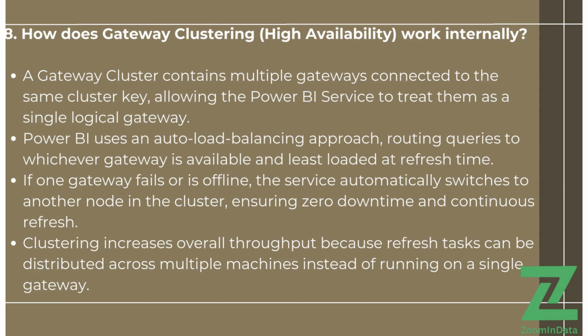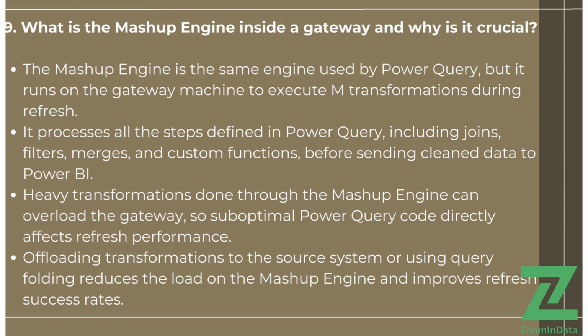and continuous refresh. Clustering increases overall throughput because refresh tasks can be distributed across multiple machines instead of running on a single gateway. 19th question. What is the mashup engine inside a gateway and why is it crucial? The mashup engine is the same engine used by Power Query, but it runs on the gateway machine to execute M transformations during refresh. It processes all the steps defined in Power Query, including joins, filters, merges, and custom functions, before sending clean data to Power BI.